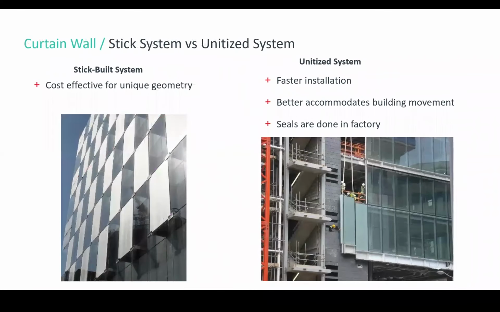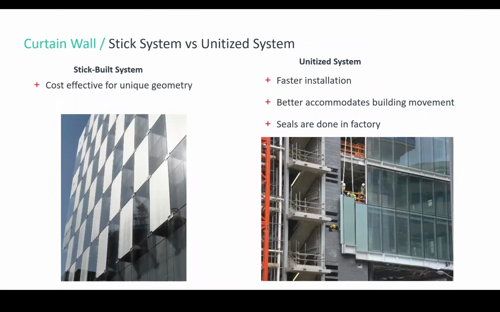So next I'm going to talk about curtain wall systems. And when it comes to curtain wall systems, there are really two different systems that are considered. You can have stick-built systems that are very cost-effective for unique geometry. So if you have a sloped facade or a changing angle of slope, you're typically going to use a stick system, and they are also often used in locations where construction labor is cheaper, since the system is built on site at the job.